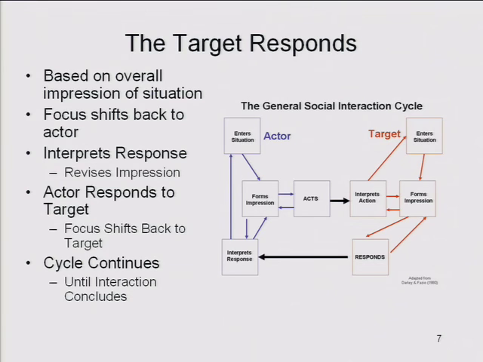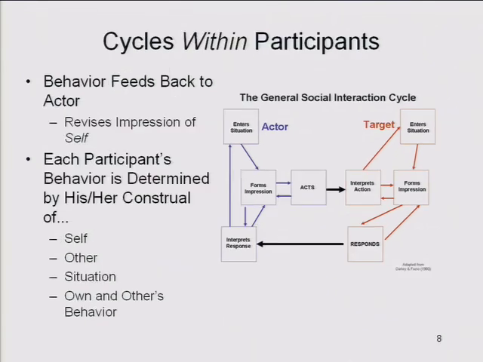Then he's going to respond, and then she's got to deal with that. The cycle continues until the interaction concludes some way, and they continue in the directions in which they were moving to begin with, moving out of the situation. Okay, so now that's the cycle that occurs between the two participants in the social interaction.